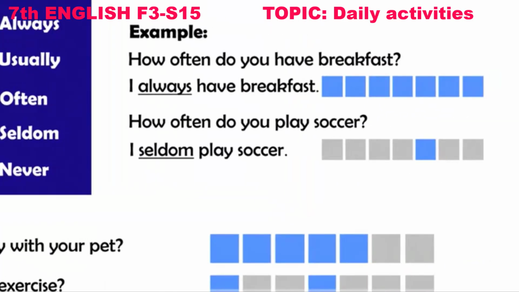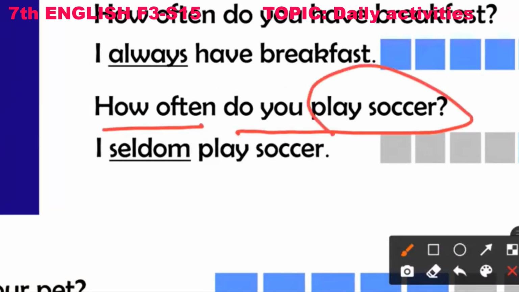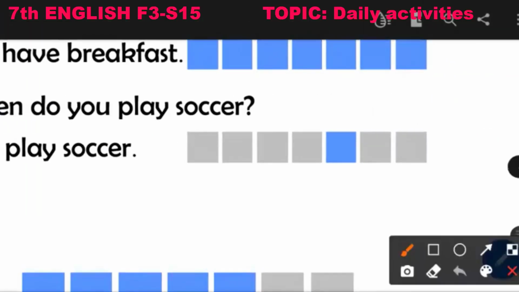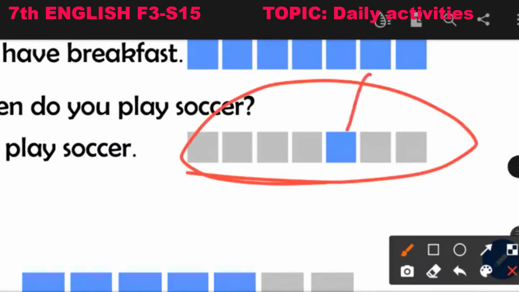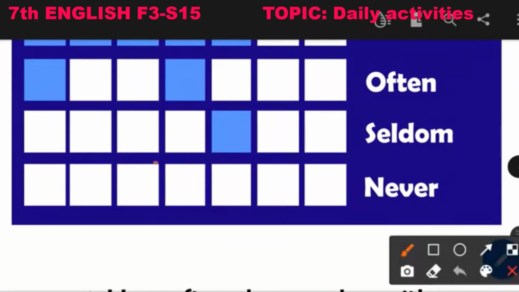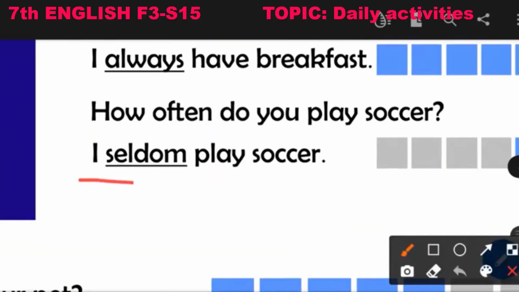Now, let's take a look at another question. Otra pregunta. How often, qué tan a menudo, do you play soccer? Mire qué tan a menudo I play soccer. Solo one está marcado. ¿Y cuál es el de one? Es seldom. Entonces, contestemos. I seldom play soccer. Okay?